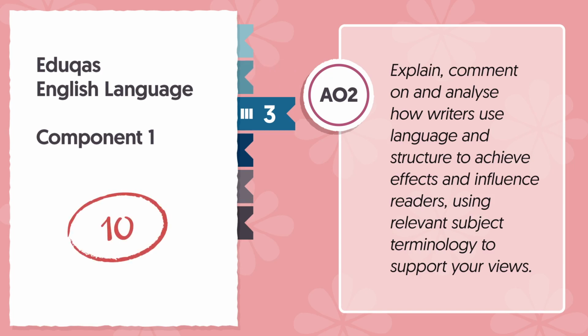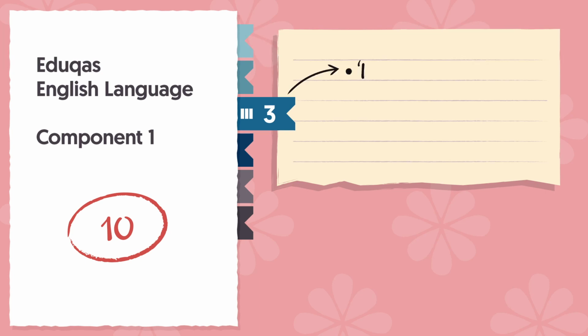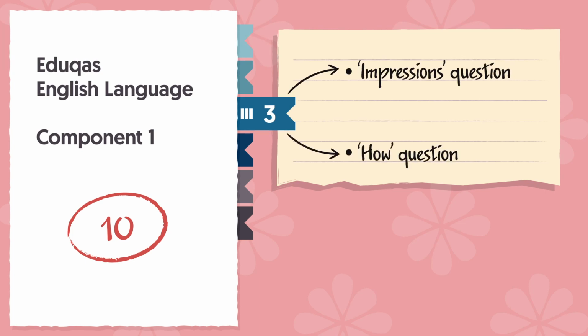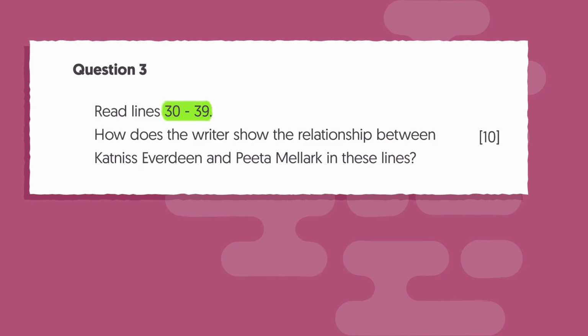But this time, the question is worth 10 marks, the maximum number of marks for any question on the reading section of the Eduqas language paper. This question could be another impressions question, or it could be structured as a how question. For example, you could be given line numbers from the text and asked something like, how does the writer show the relationship between Katniss Everdeen and Peter Mellark in these lines?